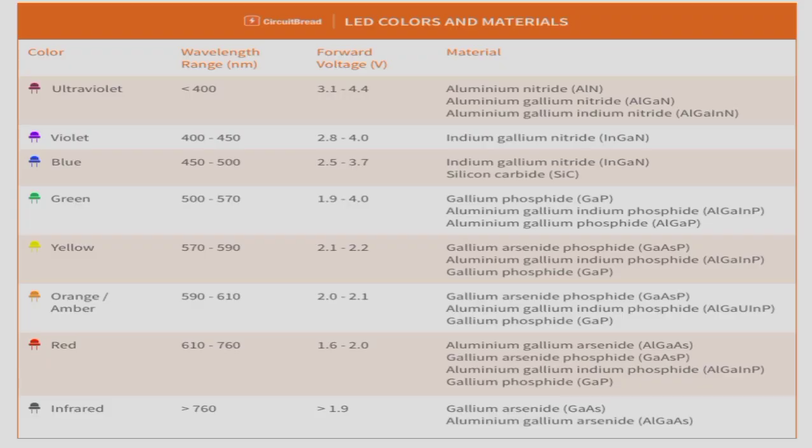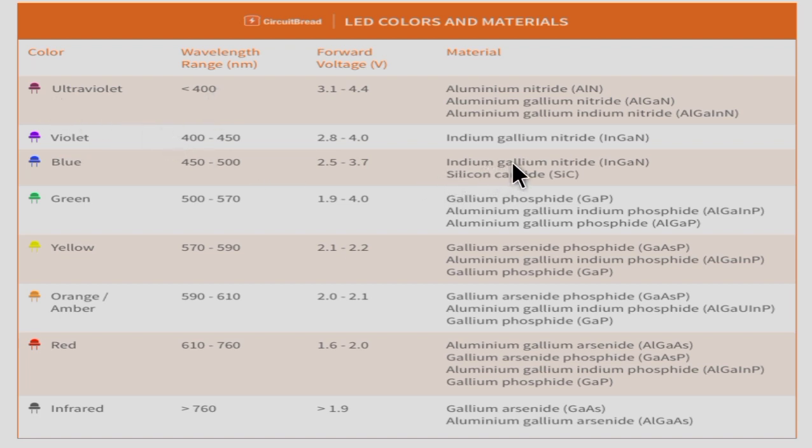Now, the materials used in LEDs are direct band gap semiconducting materials. You know that in the last class also we discussed what direct band gap semiconductors are. Suppose we use the material aluminum nitride, then the forward voltage of the LED is from 3.1 to 4.4 volts, and the wavelength is less than 400 nanometers. The light emitted comes under the ultraviolet region.